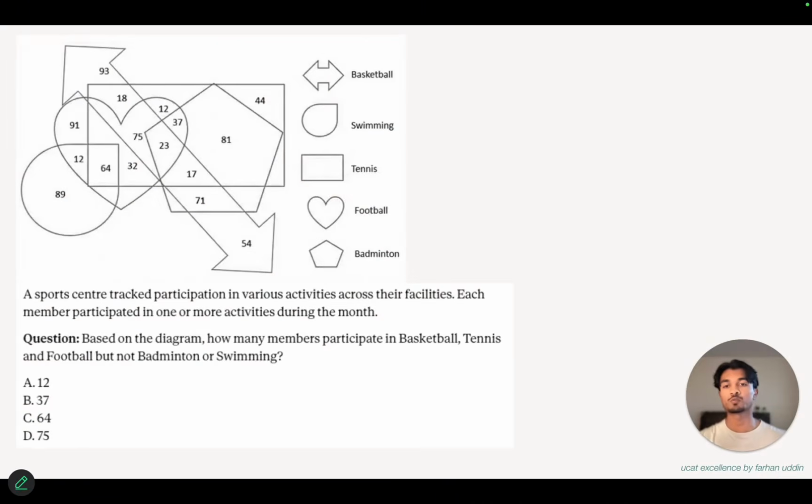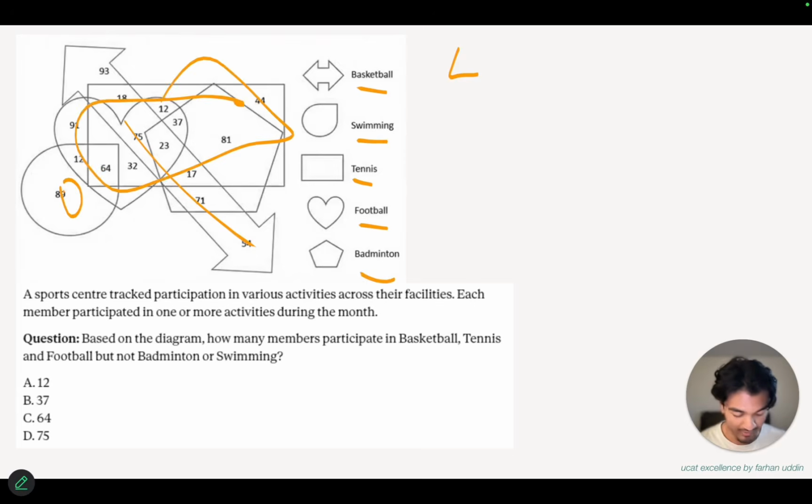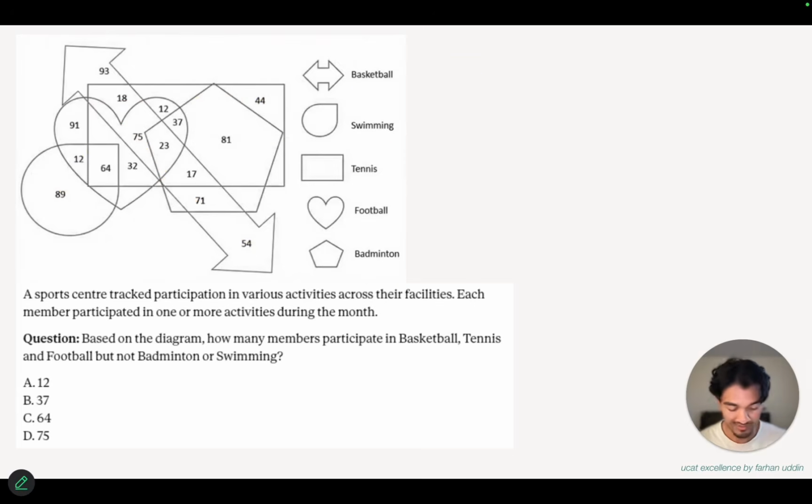What I want you to do is pause the video here and apply the LOST method to answer this as quickly as you can. All right, fantastic. Let's go through this question together now. So first things first, legend. Let's have a look. So these are different sports and you've got like big basketball here, swimming here, tennis. That's the big one there. Okay, lovely. And then let's have a read of the question.